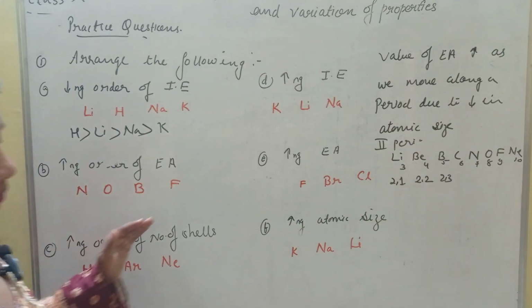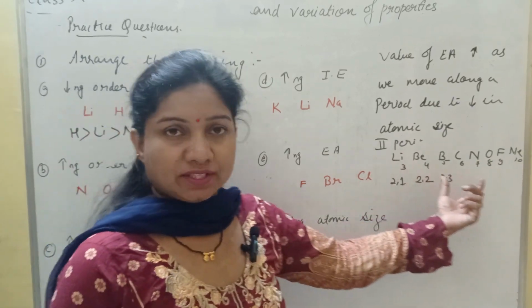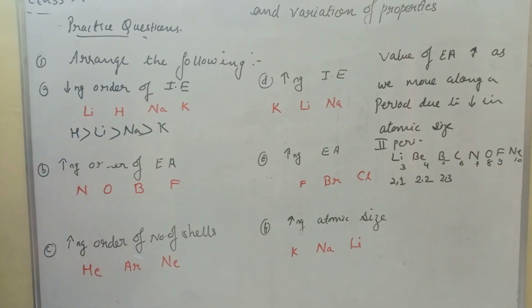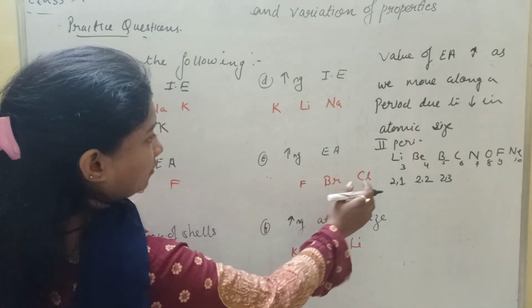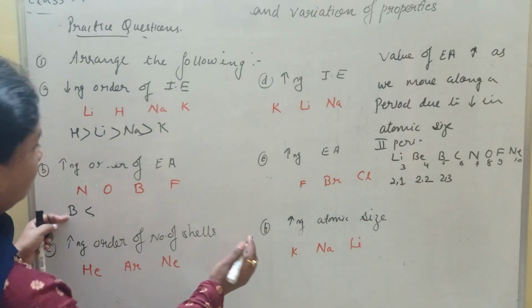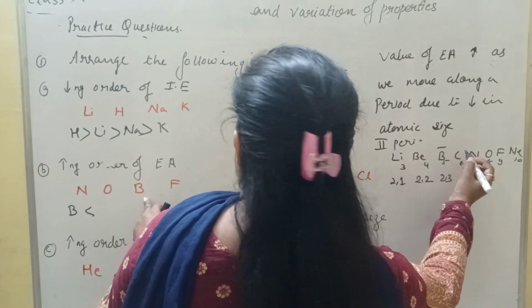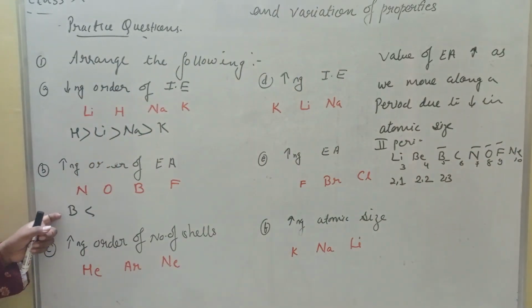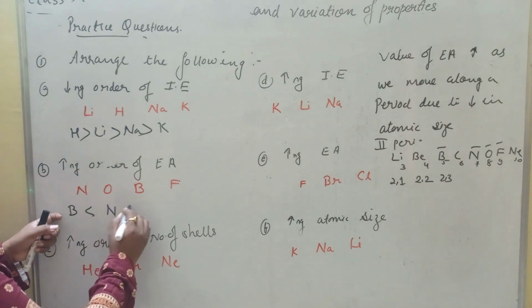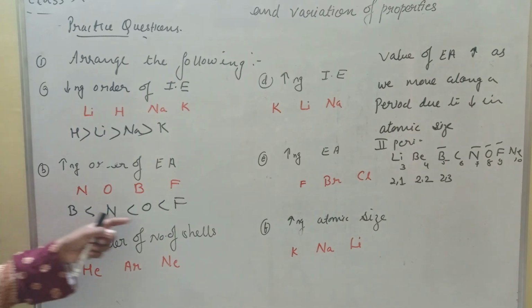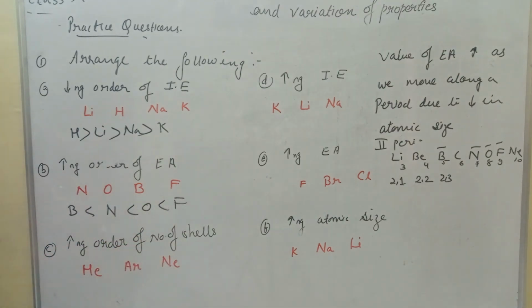So here what is happening as we are moving along the period, the size of the atom is decreasing, so the value of electron affinity will increase. So here what we have to do, increasing order of electron affinity. So which element is coming first? Boron, the minimum amount of electron affinity value. Then oxygen, nitrogen, fluorine. These 4 elements are given. So first boron will come, then nitrogen, then oxygen, then fluorine. So boron will have the minimum value of electron affinity and fluorine will have the maximum value of electron affinity.